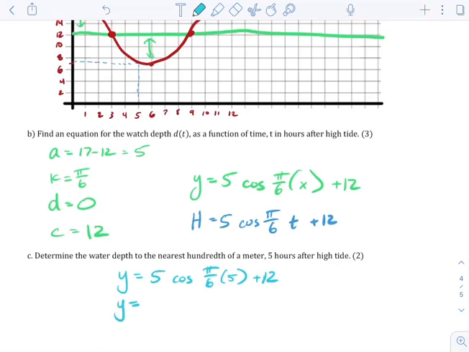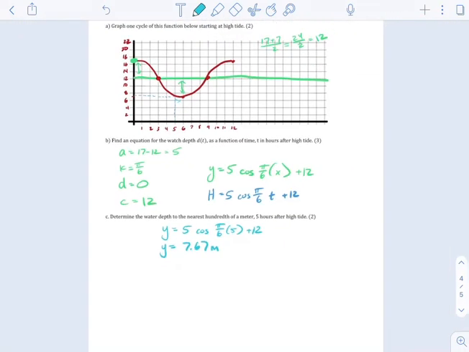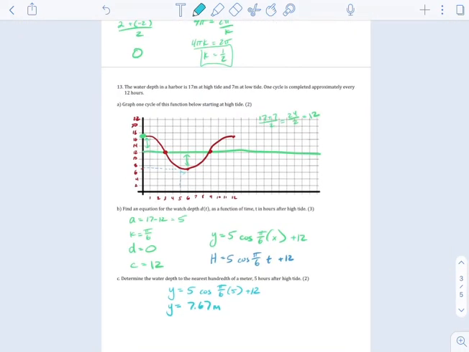Plus 12. And we get 7.67 meters. So it's not quite at its minimum. It's on the way, the tide is on the way out at that point, right? Because it's on the way down, but 7.67 meters. And that's that equation. So if you have any questions, let me know, but we'll talk soon.